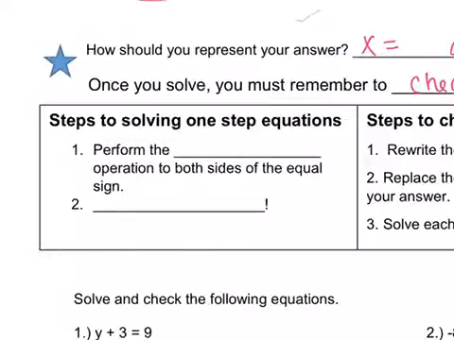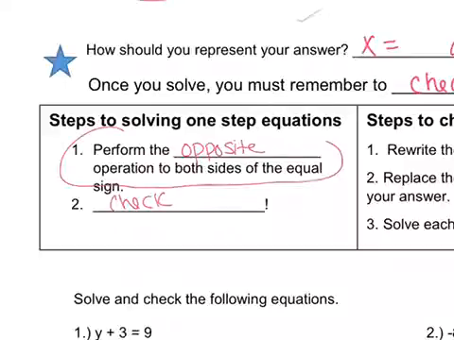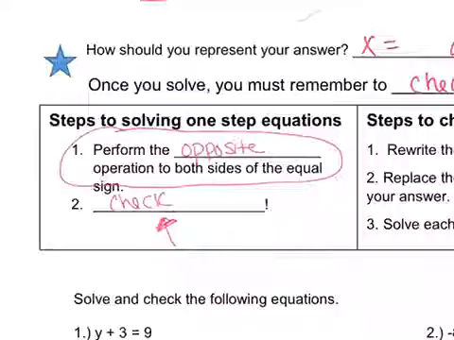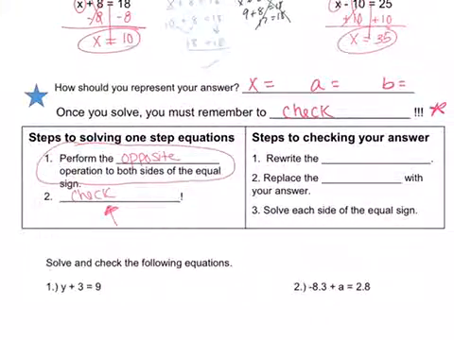All right, so steps to solving one-step equations is you perform the opposite operation to both sides of the equal sign, and then you check. Again, really, it's just this one. Those of you who really like to know if you got your answer right, that would be useful. And then steps for checking your answer: rewrite the equation, replace the variable, that's an R, with your answer, and then solve each side of the equal sign.